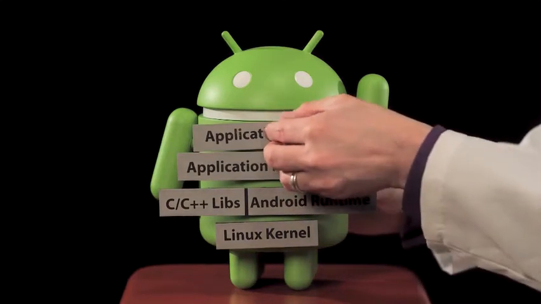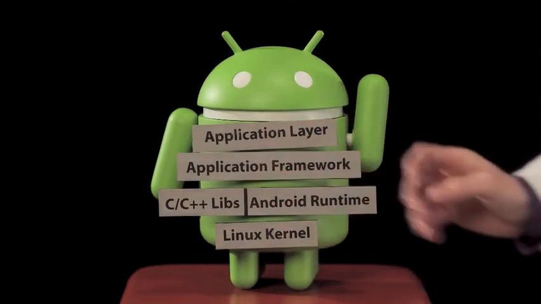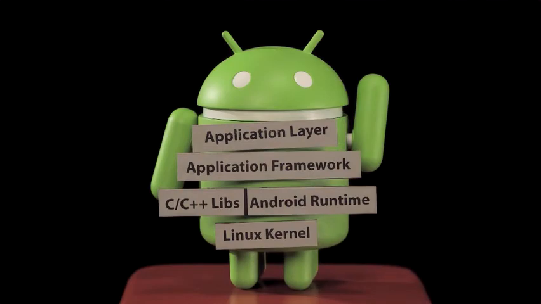On top of that sits the application layer, which includes your app and every other app that's installed on the device. So when you hit run in Android Studio, the first thing that happens is your code gets compiled into bytecode that can be run in the Android virtual machine. That then gets installed onto the device.